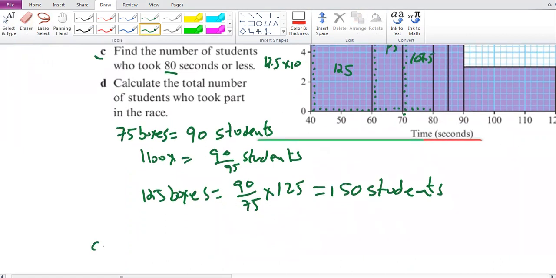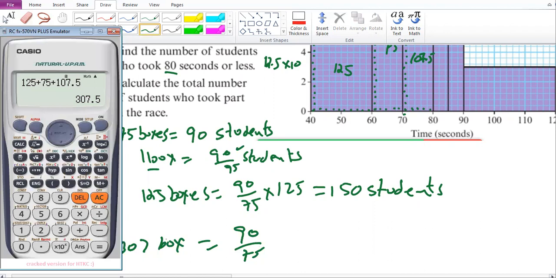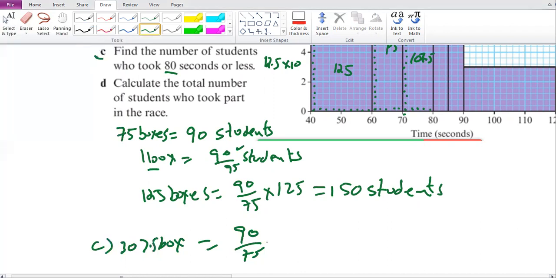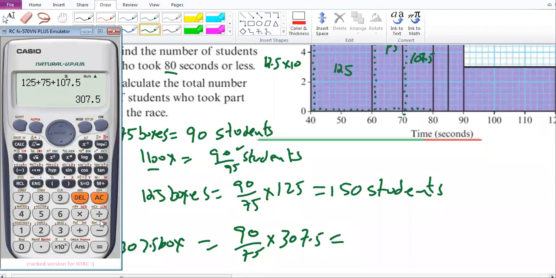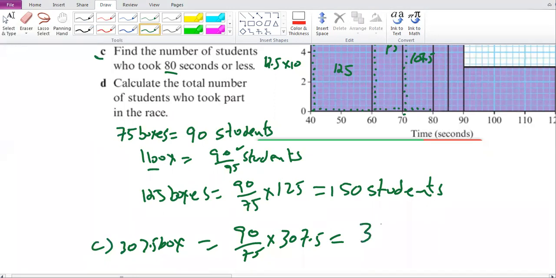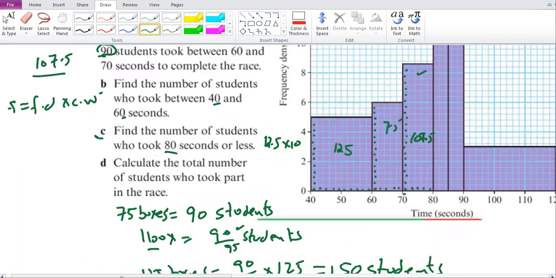So for part C, I can say 307.5 boxes will be equal to 90 over 75, because we know for one box, this is the number of students. So multiply 307.5 by 90 over 75, what will it give us? 369 students. So that is this part till this one.